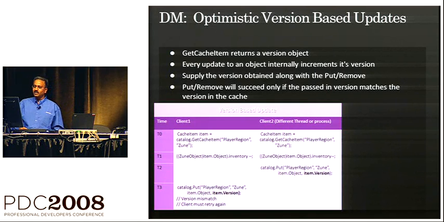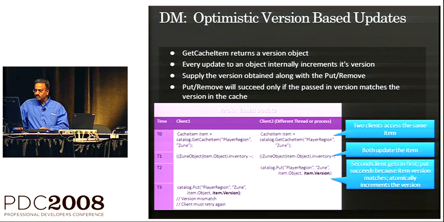In case of optimistic concurrency control, let's look at the sequence of operations. You have two clients, and both of them are getting an object called Zune from the player region. Both of them got that, and they get the cache item. Along with that, they get an item version number, so they have that version number with them. Let's say in their application, both of them changed the inventory and decremented it. Now, both of them write it.